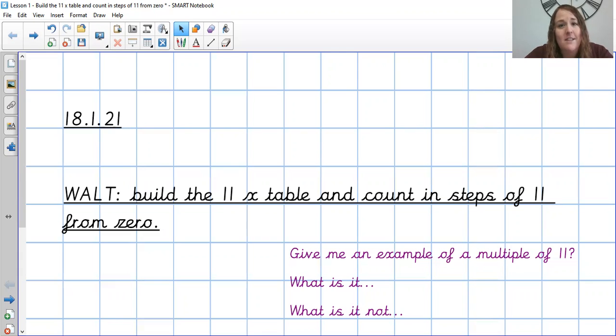I know from the last time that we were in our little bubble lockdown in November, you were brilliant at being able to build the times tables. So I have really high expectations and know you will be brilliant today at doing these. So let's get started.